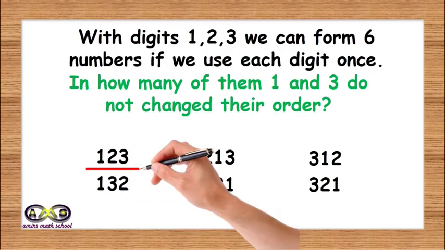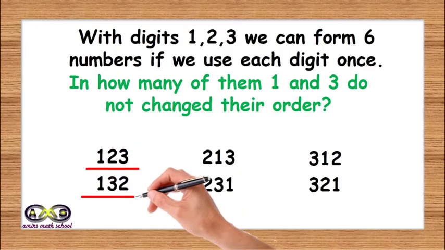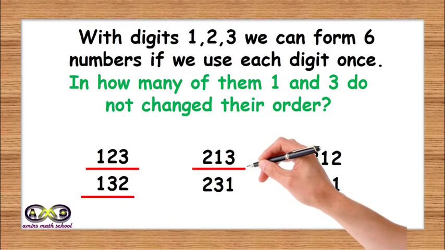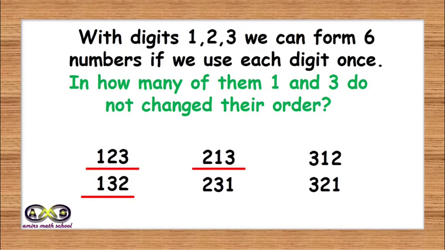1 2 3, 1 3 2 and 2 1 3. Look, in all these cases, the digits 1 and 3 do not change their order. The 3 comes after 1. So, if we form numbers with digits 1, 2 and 3, within those numbers, there are 3 numbers in which the digits 1 and 3 do not change their order.